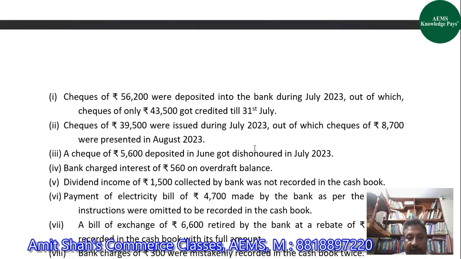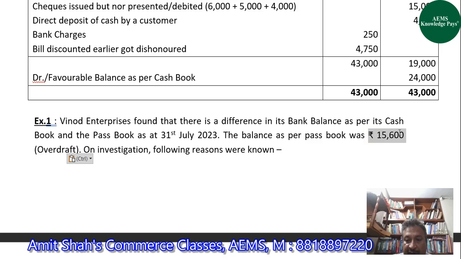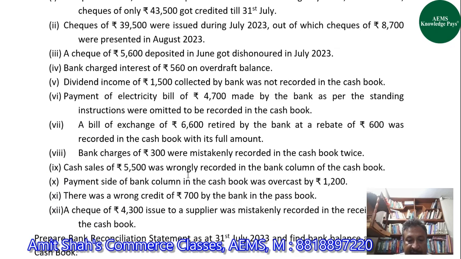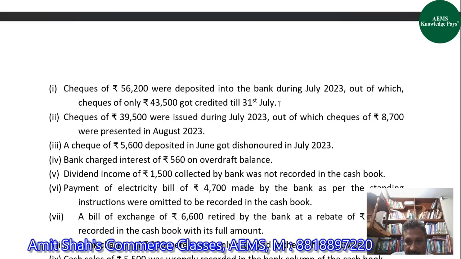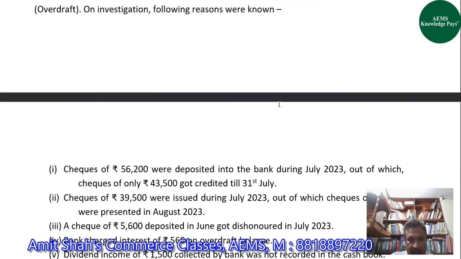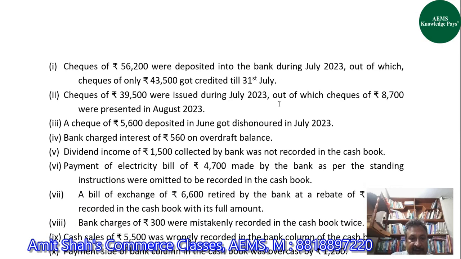So we have been given an overdraft balance of rupees 15,600, which means it's a negative balance. So we'll write here debit or unfavorable balance as per passbook. Since it is unfavorable, it will come in the minus side. So 15,600 I have written in the minus side. Right, guys?